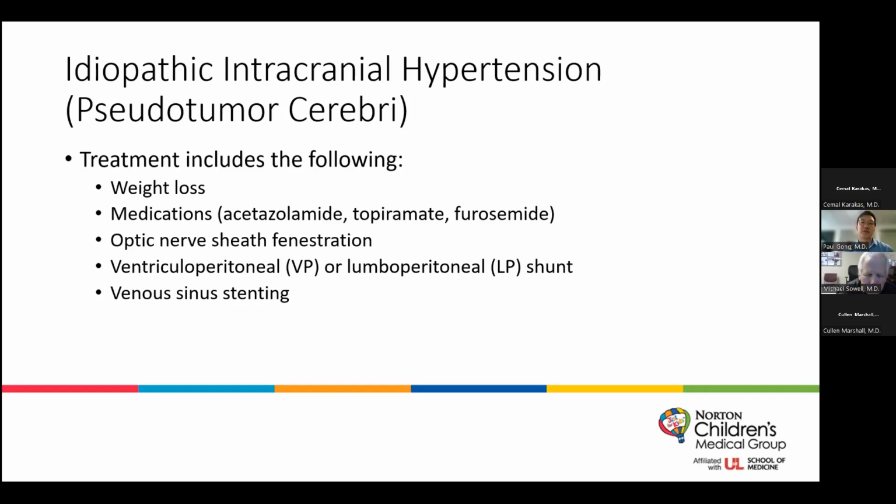In terms of procedures, optic nerve sheath fenestration is something that can be done to preserve vision, but typically does not resolve the increased pressure in the head. And then neurosurgery will sometimes, in severe cases, put in a shunt, a VP or LP shunt, or can do neurovascular surgery, can also do venous sinus stenting if there are signs of venous sinus stenosis on MRV, which may or may not be contributing to the increased pressure.